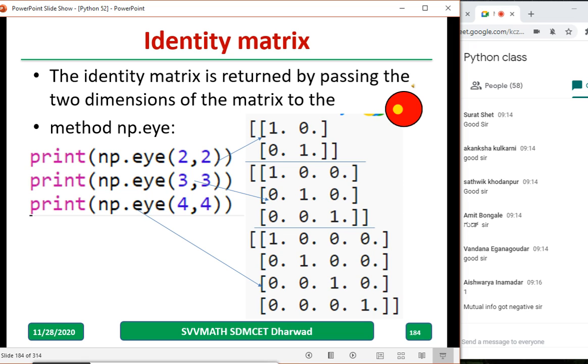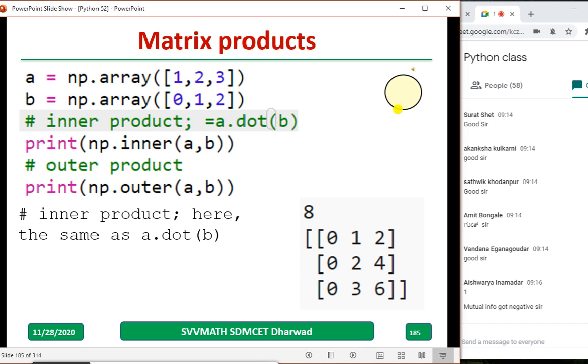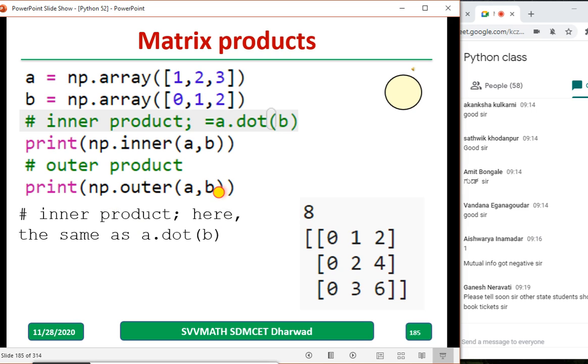Let me go to the next slide. Matrix product, inner product, outer product. I hope you people can understand very easily. Print np.inner of a comma b, 1 2 3 and 0 1 2, the answer will become 8. I want you people to type the answer and how you get 8. For the outer product, I'll get 0 1 2, 0 2 4, 0 3 6. Take 1 minute and copy down. I want you people to type how you got the answer.